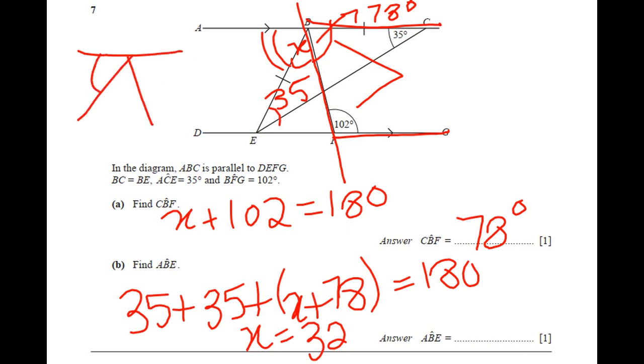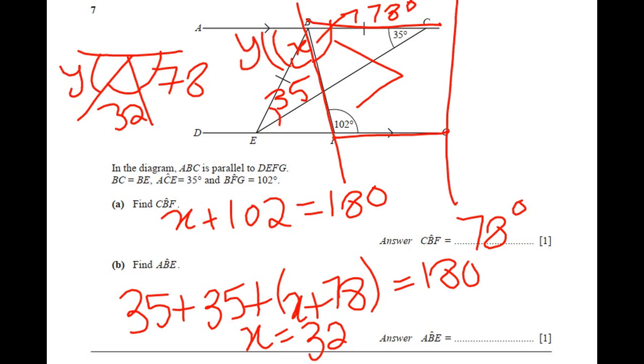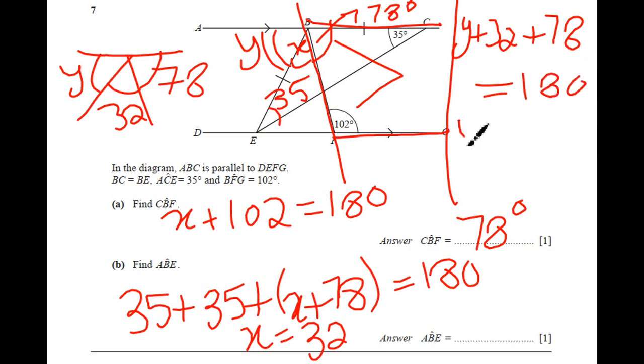Next we know the sum of angles on a straight line is equal to 180. So next we'll do y, let's call this y, plus 32 plus 78 is equal to 180, and then y will be equal to 32 degrees. The final answer.